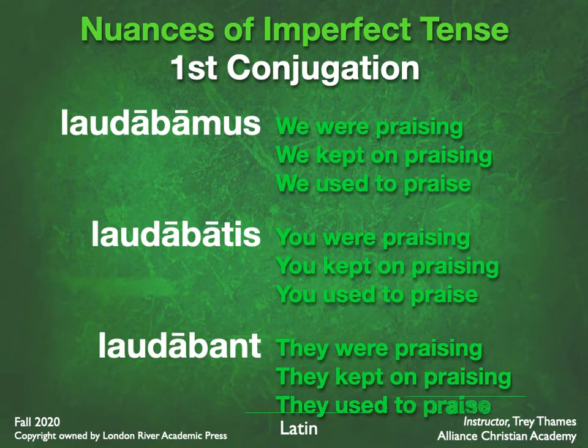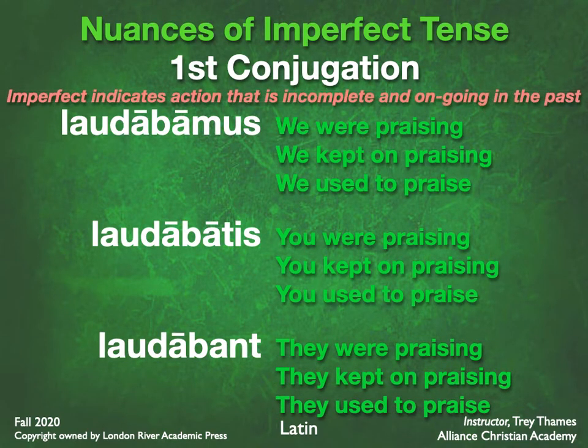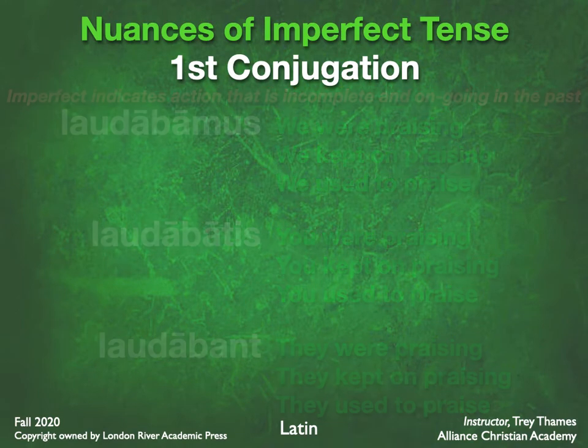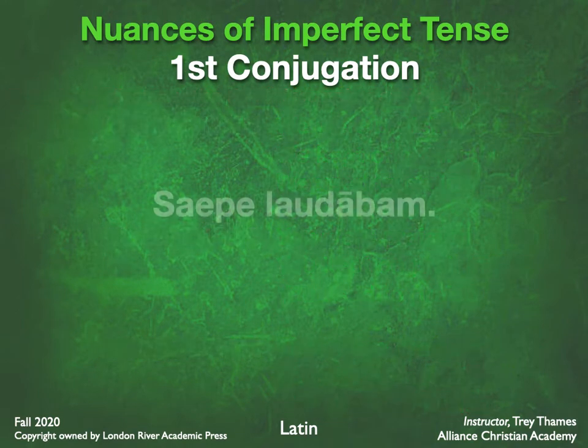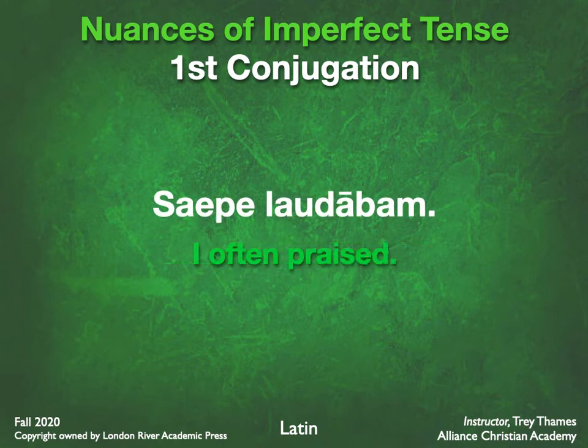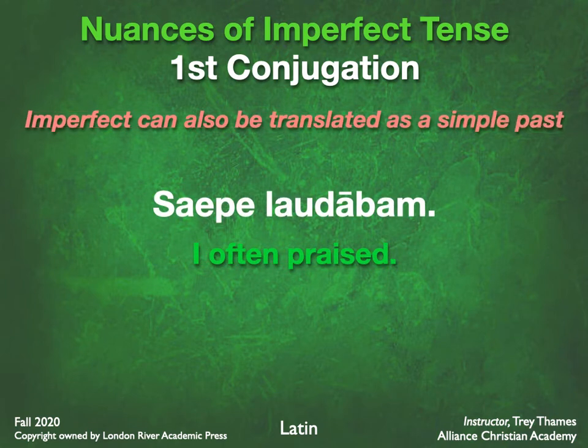Now, one other way that the imperfect can be translated is what we call the simple past. And again, this is where if you have the adverb saepe with it, you could say, I often praised. It almost looks like it's the perfect tense, but the idea of often means that it happened frequently, so it was ongoing. So I often praised. If you see saepe with laudabam, you could say I often praised.